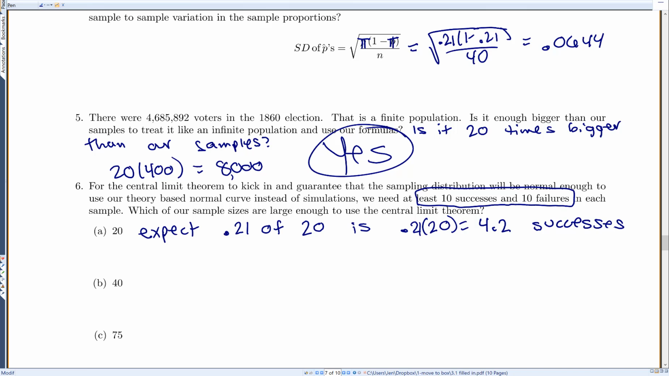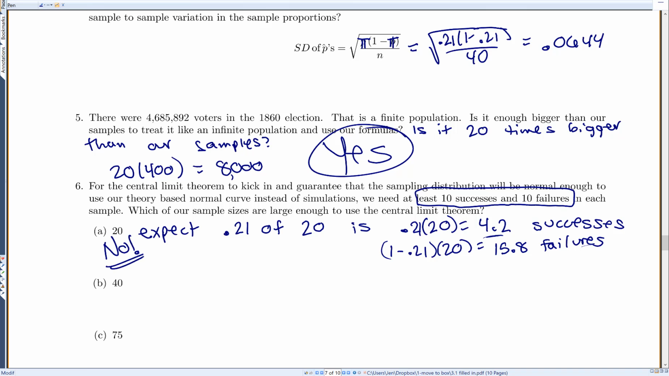And if you want to figure out how many failures, there's two ways. You could do 1 minus 0.21 times 20, which gives me 15.8 failures. Or you could just do 20 minus 4.2 and you'll get 15.8. So in this case, is this big enough? Well, the failures is big enough, but my successes is not. So 20 is not big enough to use the normal curve.